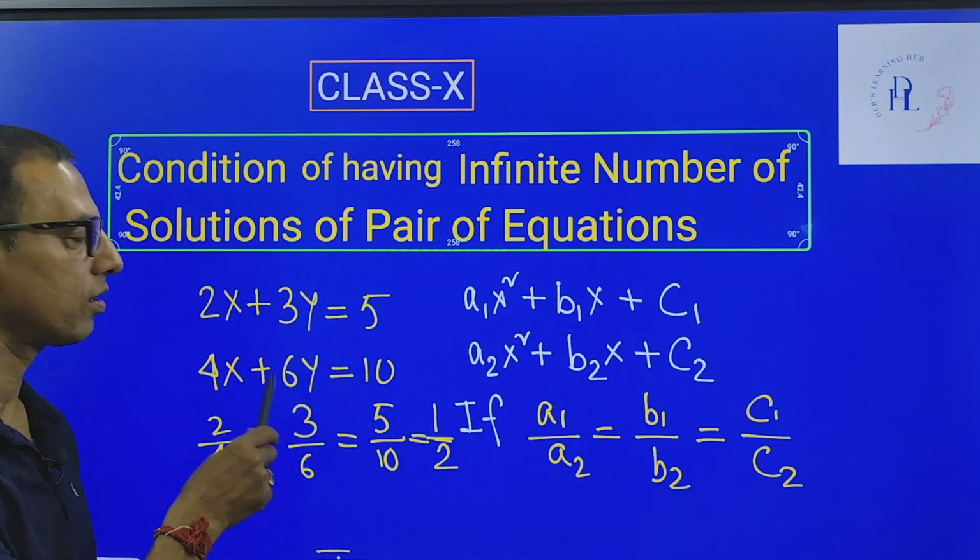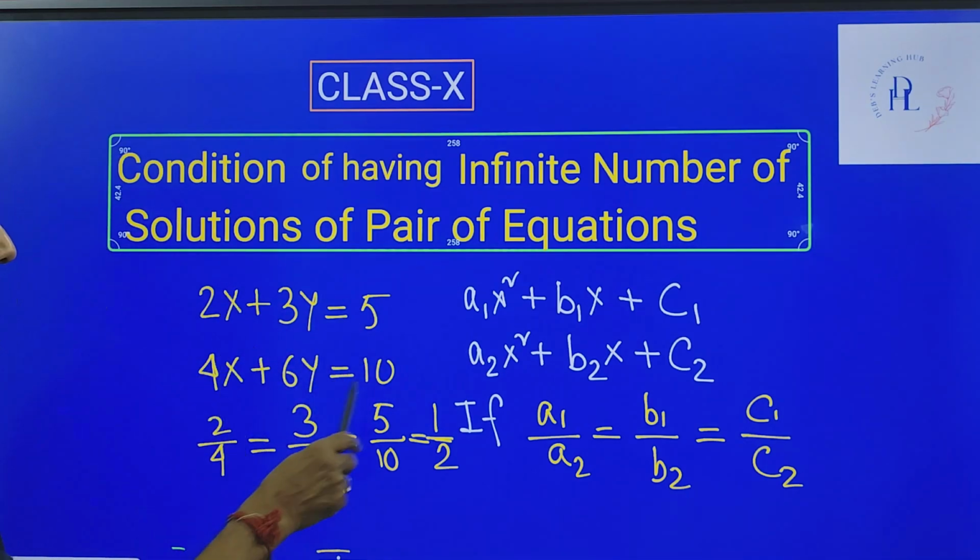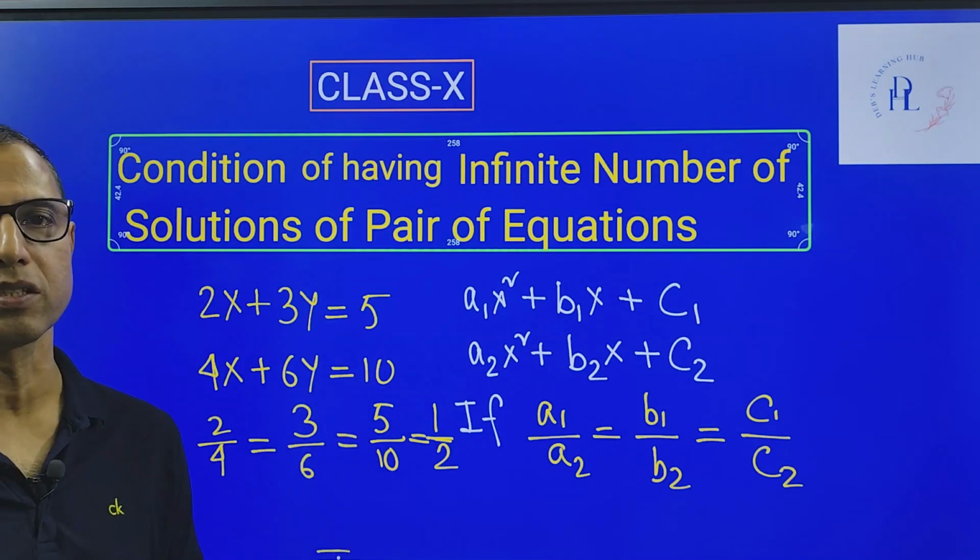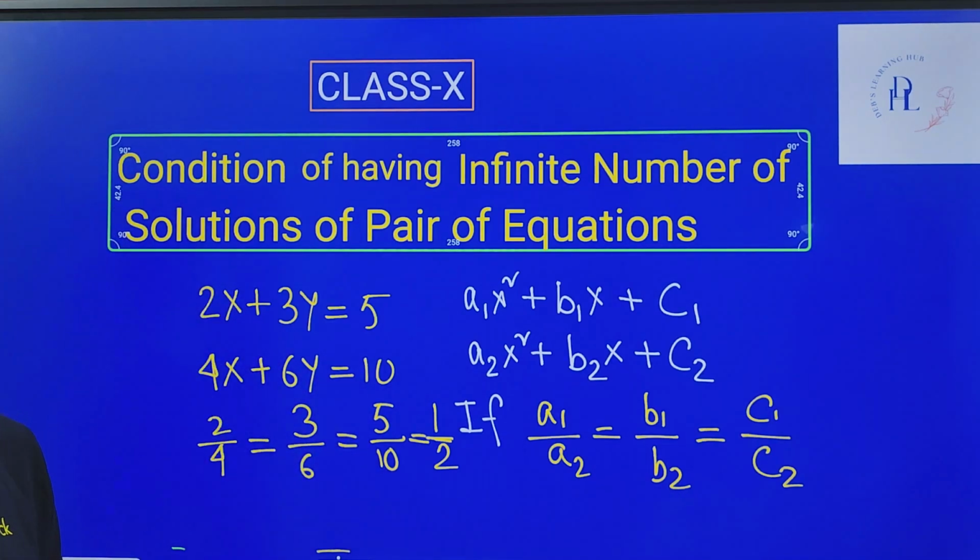If these two equations are given where a1 by a2 equals b1 by b2 equals c1 by c2, that means these two equations can have infinite number of solutions. This is with respect to algebraic expression.